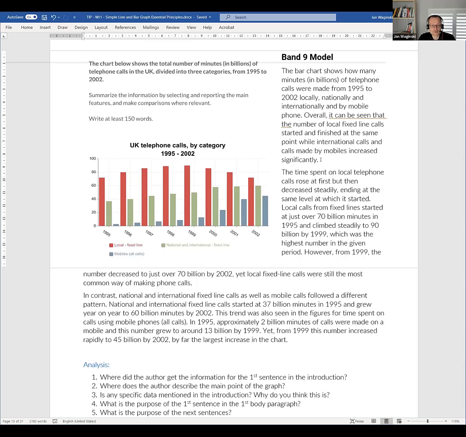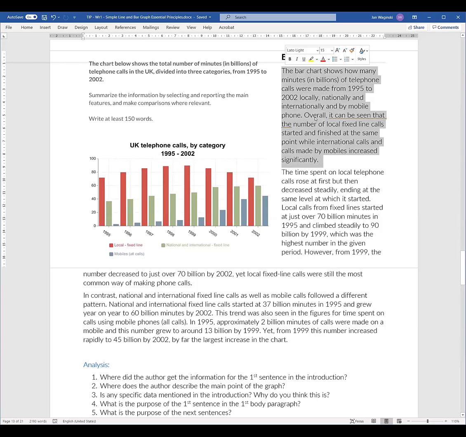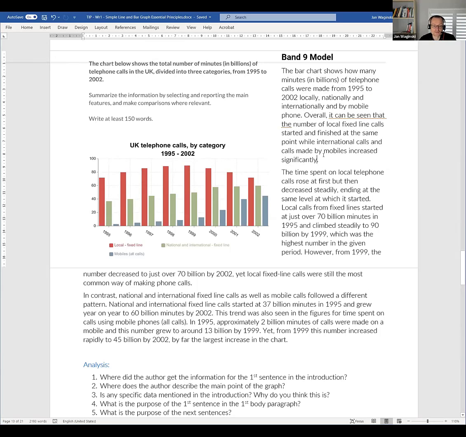What about the percentages of the different phone call types? Yes, he gave it in the body paragraphs, right? But not here, not in the intro. It would be too repetitive if you put that kind of information in here too. It would also be confusing for the reader.